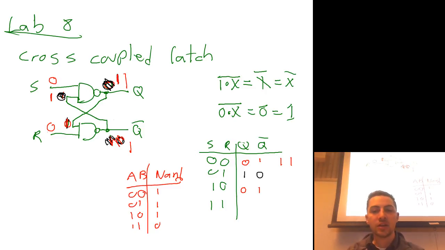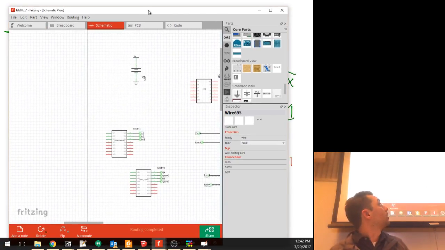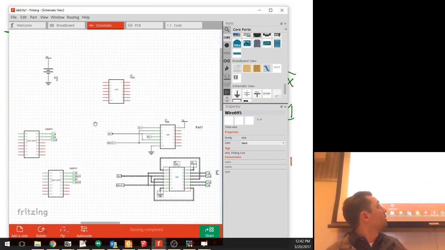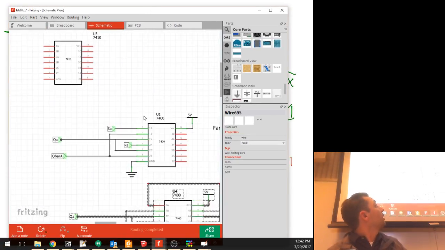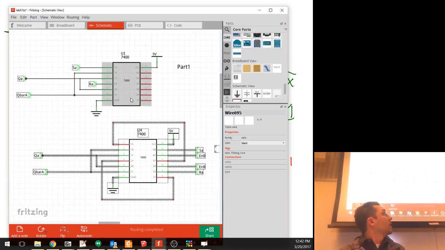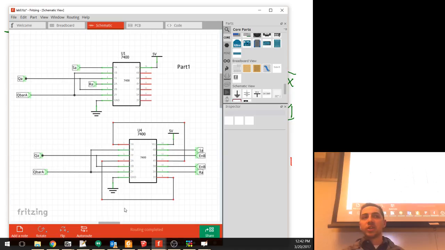So you can go into Fritzing. Maybe I can get this over here. And you can start building things. So this right here is all that it takes to build that cross-coupled latch. It's a single chip. They then ask you to build on that circuit. Again, they're just giving you the circuit that you have to build. Okay? And it gets a little bit messier, but it's still just one chip.